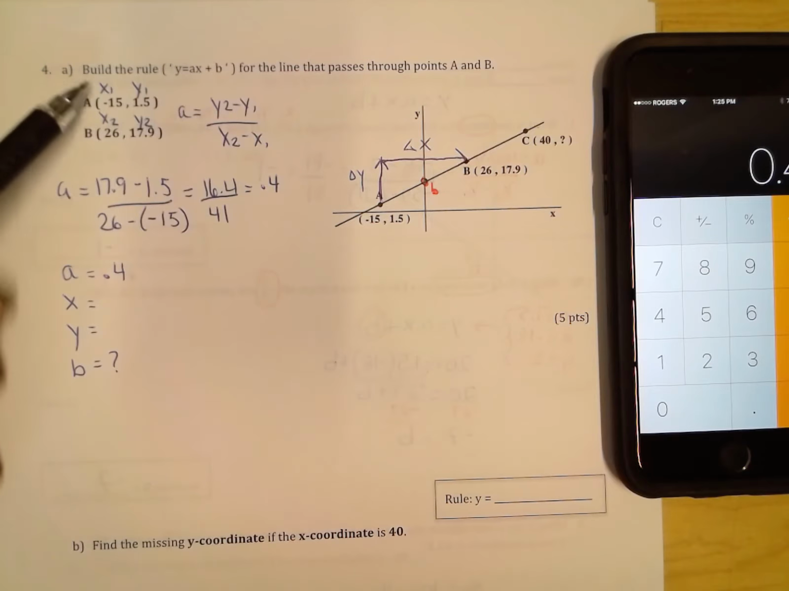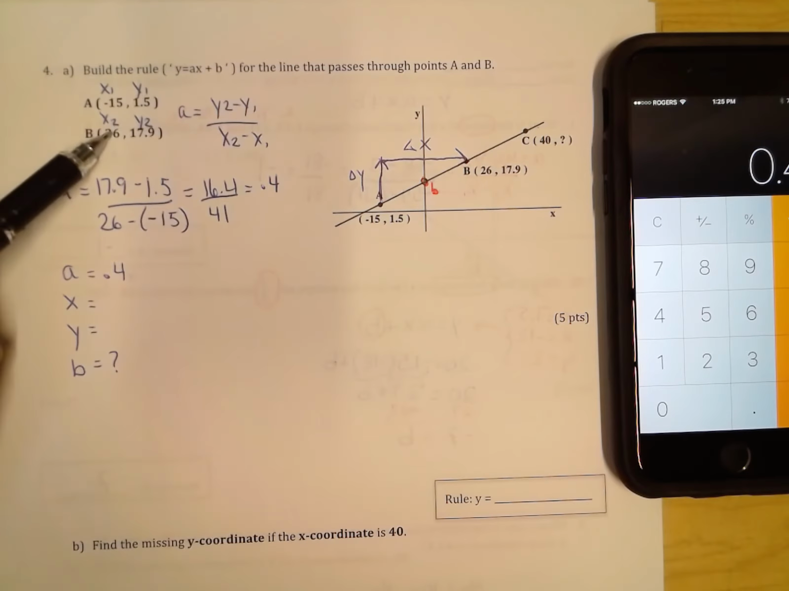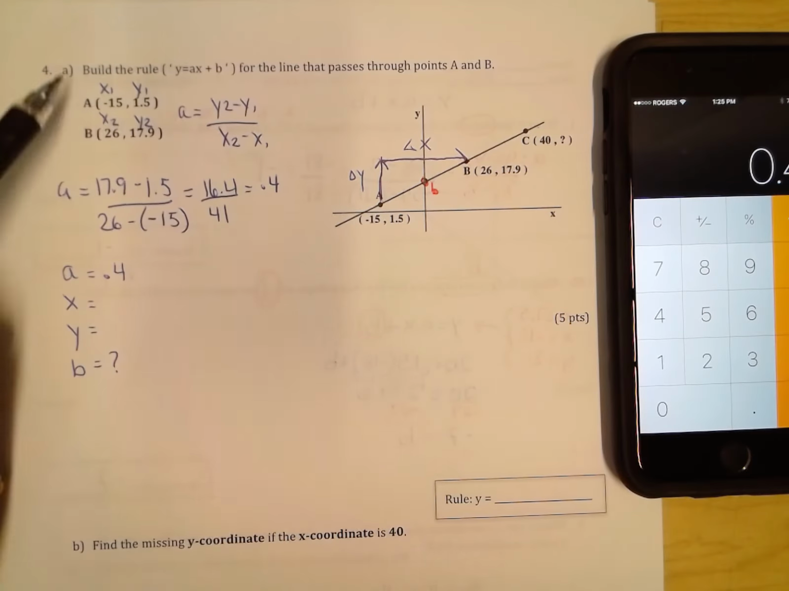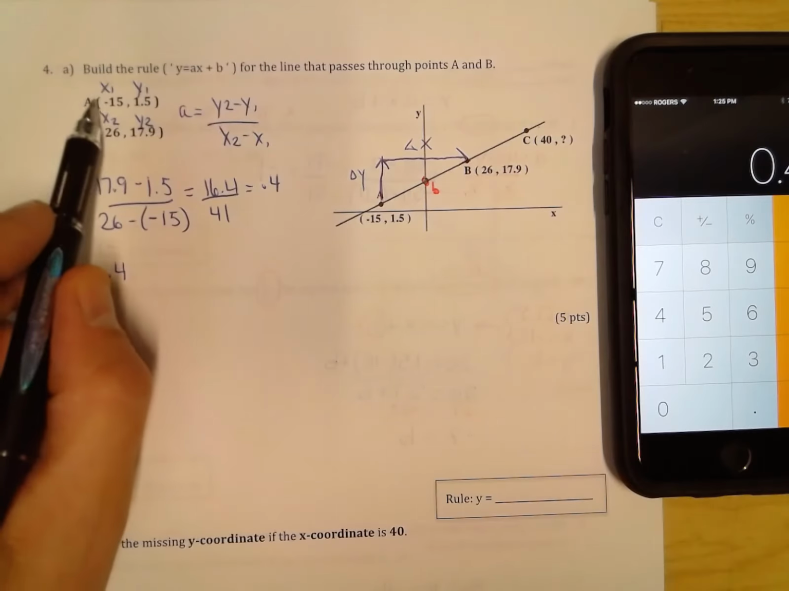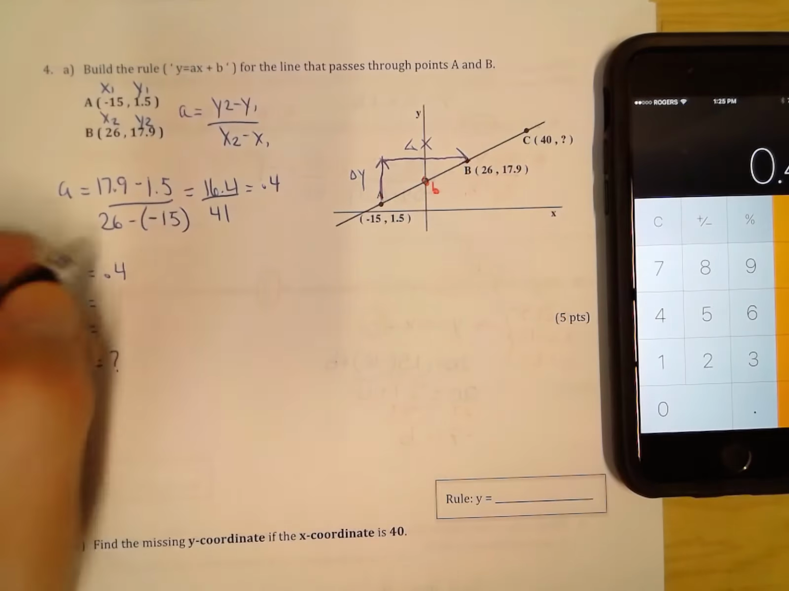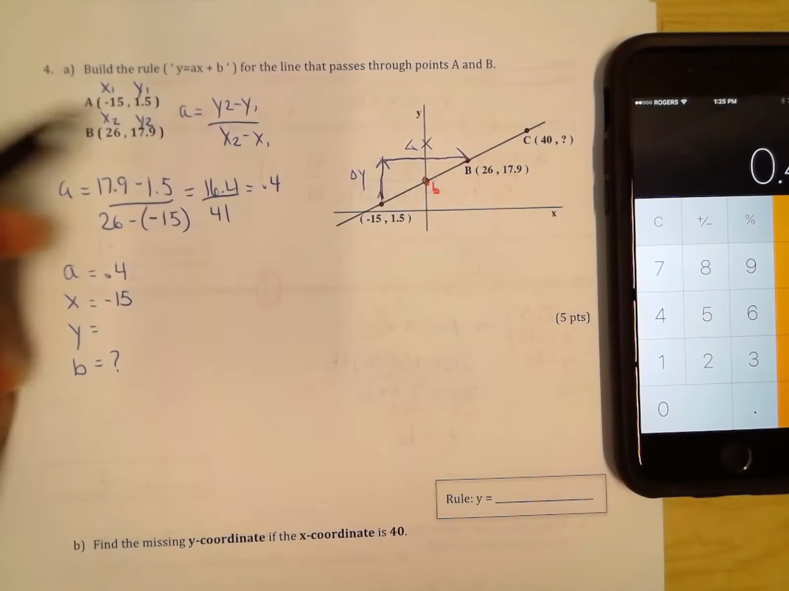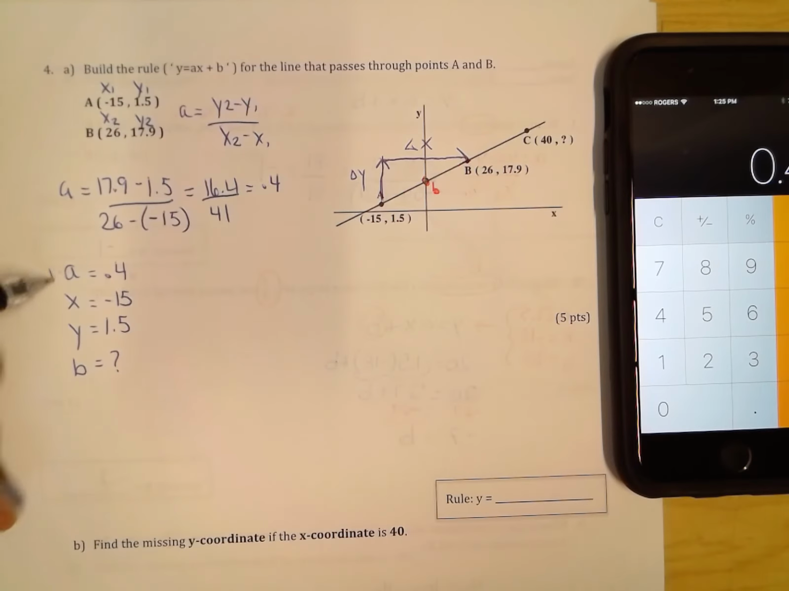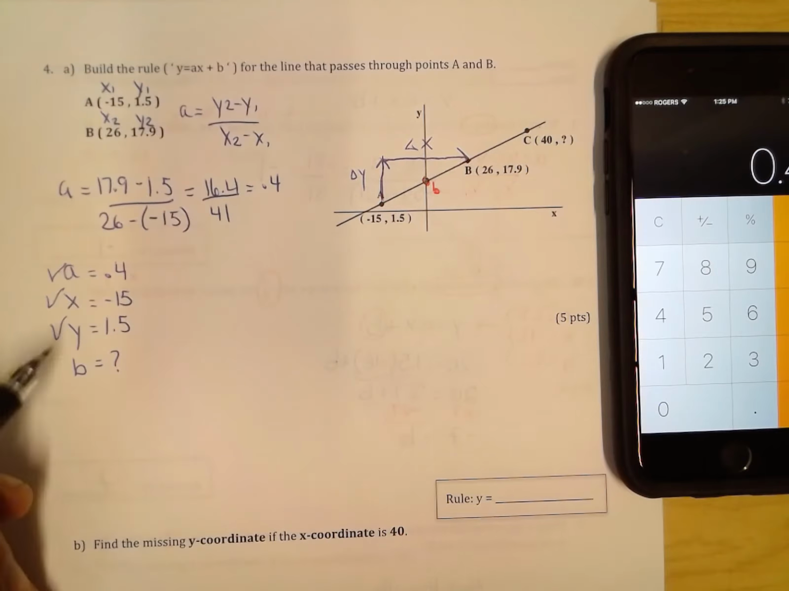The thing is, you've got to make sure you use this x with this y, or this x with this y, and not mix them up. You can't use this x with this y, for example. So I'm going to use point 1. When in doubt, use point 1. You'll never go wrong. And I'm going to take a second to indicate that x1 is negative 15 and y1 is equal to 1.5. So once again, you can see I have 1, 2, 3 variables, and I'm looking for that fourth variable right there, that b.